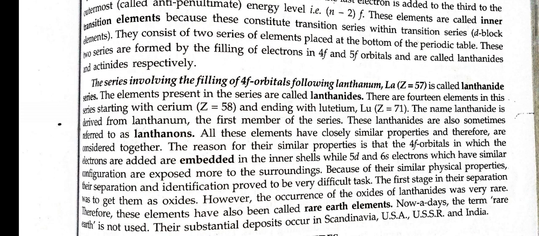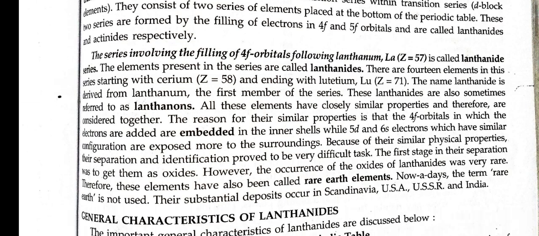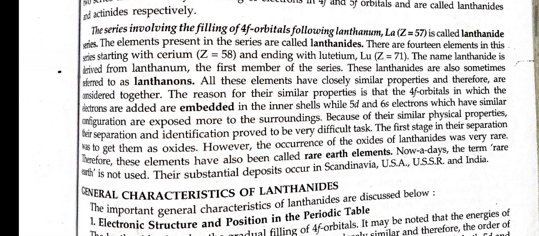The first stage in their separation was to get them as oxides. However, the occurrence of the oxide of lanthanide was very rare. Therefore, these elements have been called rare earth elements. Nowadays, the term rare earth is not used. Their substantial deposits occur in Scandinavia, USA, USSR, and India.